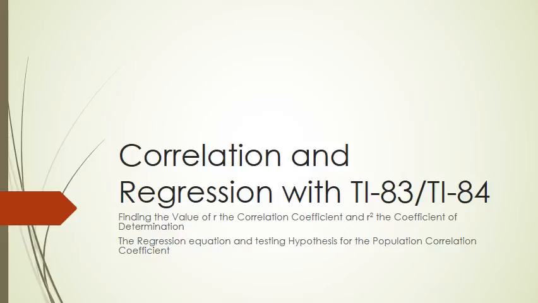So today we'll be looking at how to find the value of R, the correlation coefficient, and how to find the value of R squared, the coefficient of determination. We'll also be looking at how to find the regression equation and how to test the hypothesis for a population correlation coefficient.